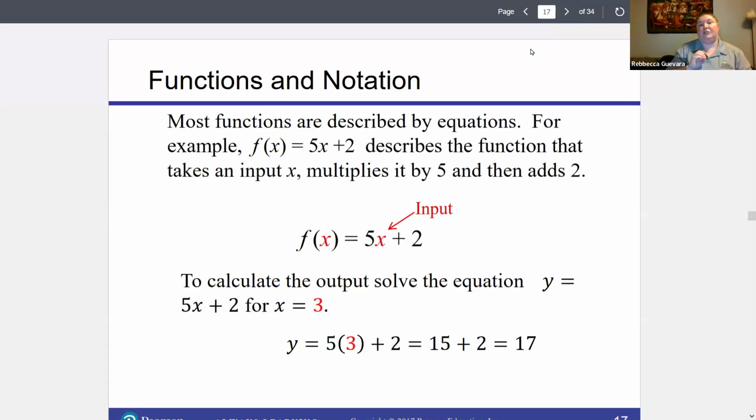Most functions are described by equations. Not always, but generally, and for the most part, we're going to talk about them in terms of equations. Actually, we could draw lines. That is just another variation of showing a function. For example, f(x) equals 5x plus 2 describes a function that takes an input x, multiplies it by 5, and then adds 2. So it's telling us exactly what we do to that input. We calculate the output. We solve the equation.